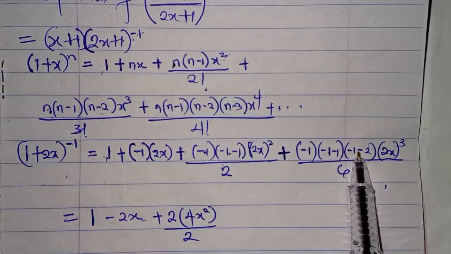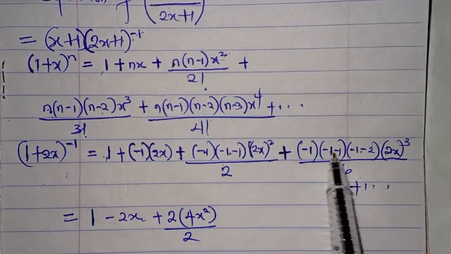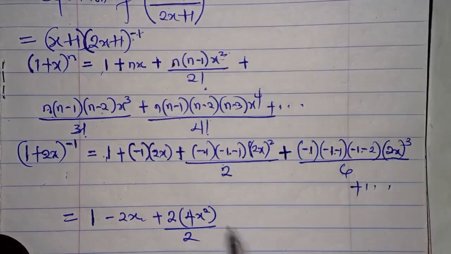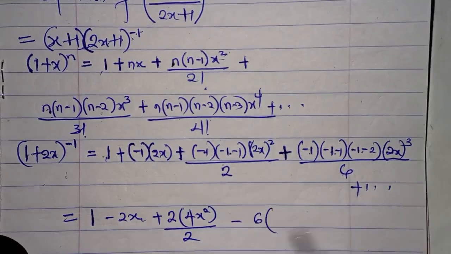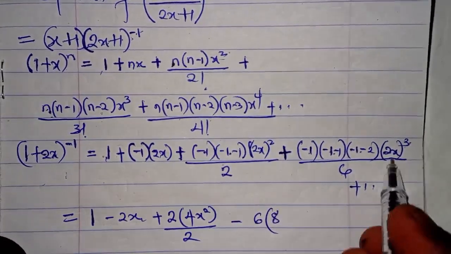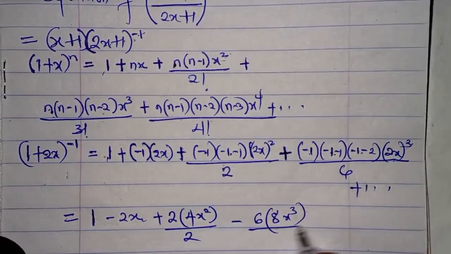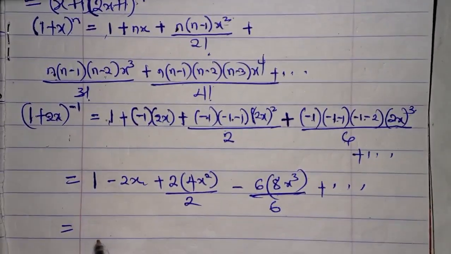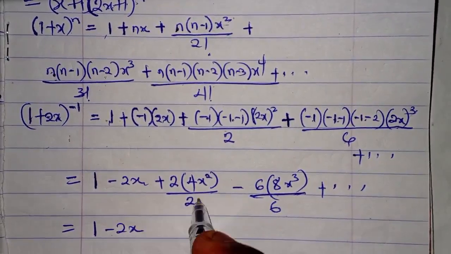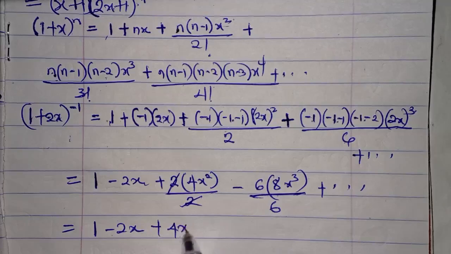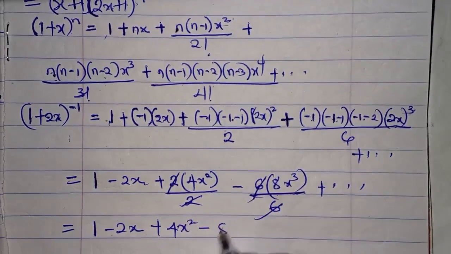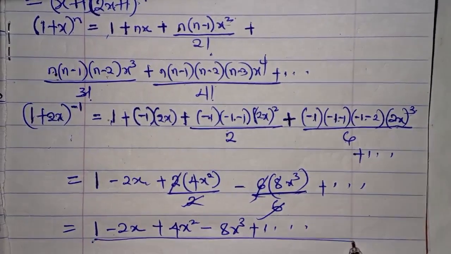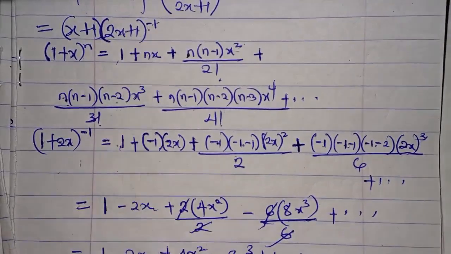This is minus 2, this is minus 3. Minus 2 times minus 3 is plus 6. Times minus 1, that's minus 6. 2 cubed is 8. x cubed is x cubed. Okay, so we have 1 minus 2x, 2 cancel 2, plus 4x squared, 6 cancel 6, minus 8x cubed, and so on. So this is the expansion for 2x plus 1 inverse.